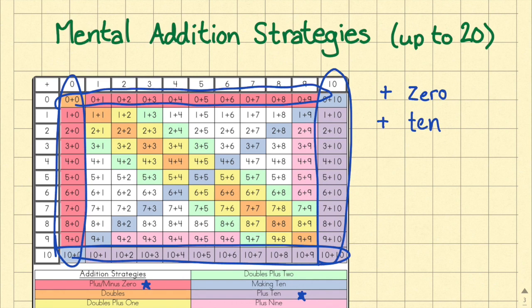The goal, of course, is to get this with automaticity. So if somebody says, what's 4 plus 10, 5 plus 10, 7 plus 10, 10 plus 4, they can get it really, really quickly. The next thing that I would probably go for, which is not written on here, is just adding 1.